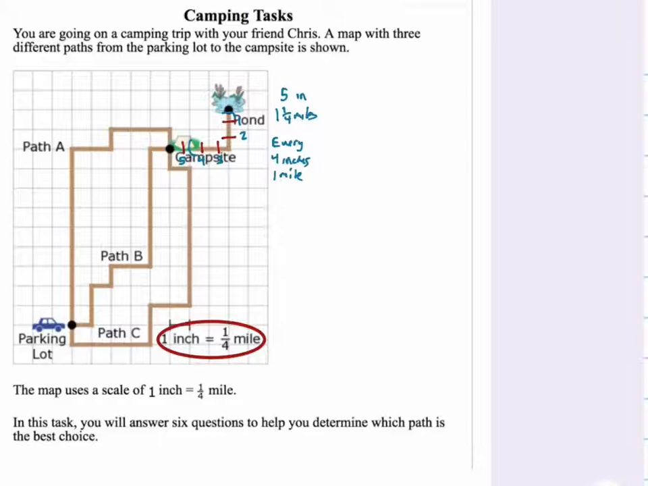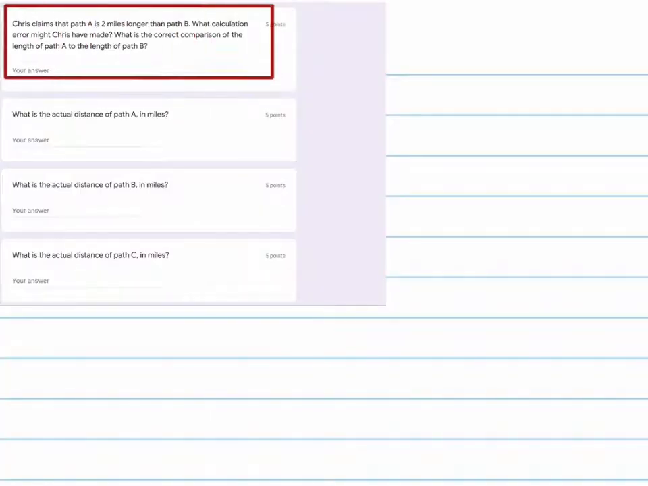Okay, so we found out how far. I'm going to erase. Ooh, that's too much. I'll put that back. We want to find out how far each path is now. Okay, so what's the first question it asks? Let's go over. Chris claims path A is 2 miles longer.